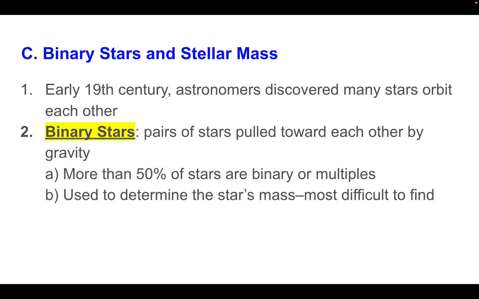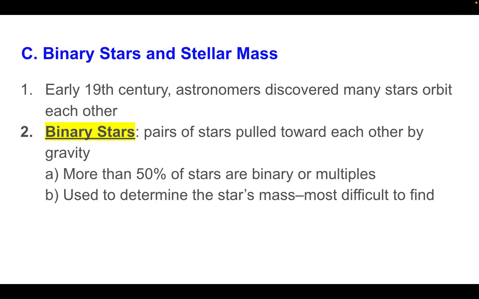Now, stars in space tend to orbit or go around other stars. Our solar system is not like that. Our star is by itself. But when we look at other stars in the nighttime sky, we notice that they actually are paired with another set of stars. They actually orbit each other. And so we call them binary star systems, or even multiple star systems. But binary just means pairs of stars pulled toward each other by gravity.